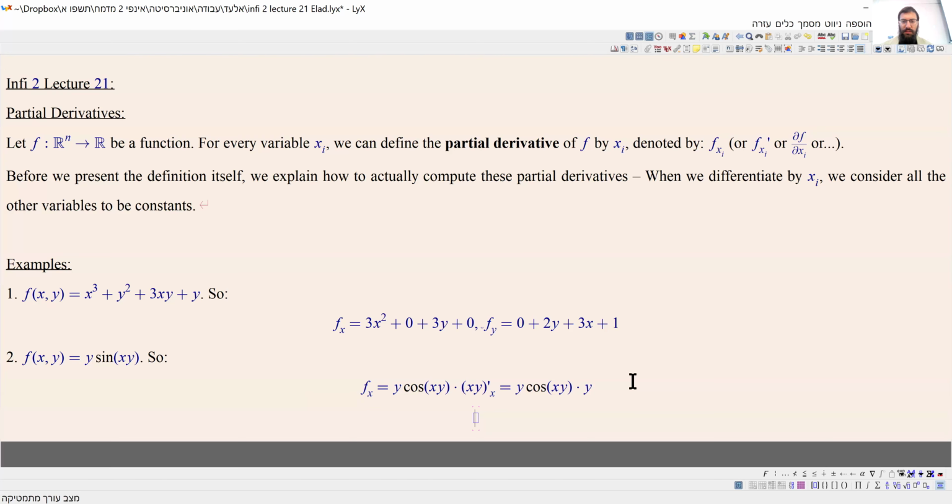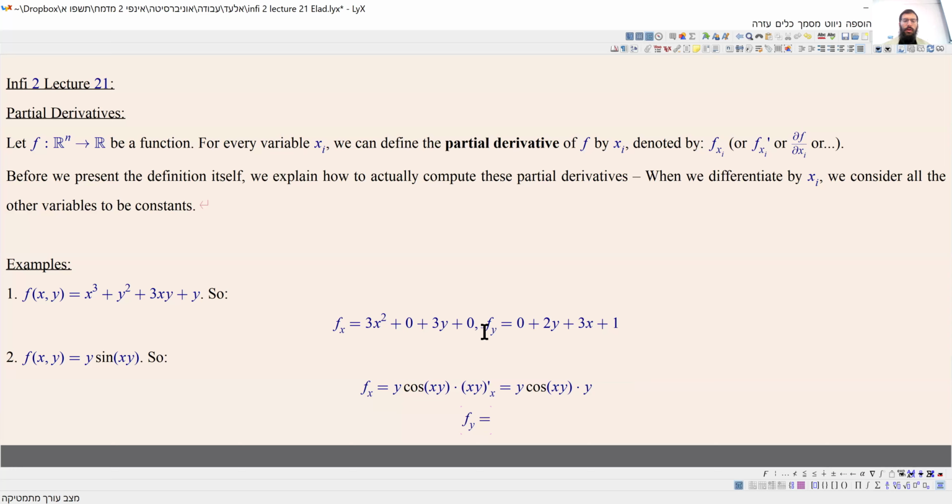Now, what happens when we try to differentiate f(x,y) by y? Suddenly, the y is alive. It's not a constant. It's a variable now. So we discuss a derivative of a product. It's the derivative of y by y multiplied by the sine, plus y multiplied by the derivative by y of the sine.